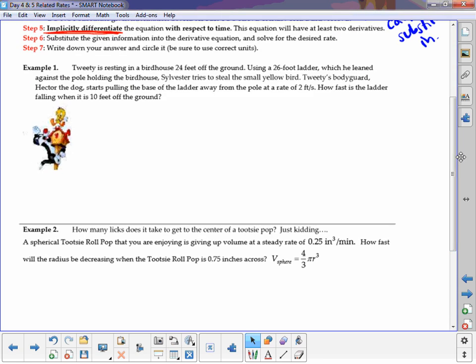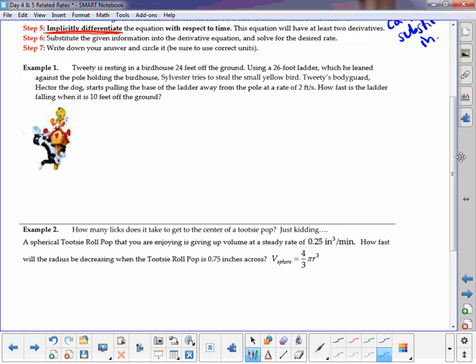Alright, so Tweety is resting in a birdhouse 24 feet off the ground, using a 26-foot ladder, which he leaned against the pole holding the birdhouse. Sylvester tries to steal the small yellow bird. Tweety's bodyguard, Hector the dog, apparently that's his name, starts pulling the base of the ladder away from the pole at a rate of 2 feet per second. How fast is the ladder falling when it is 10 feet off the ground?